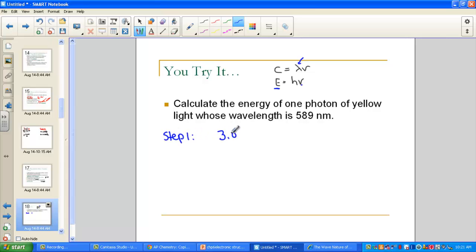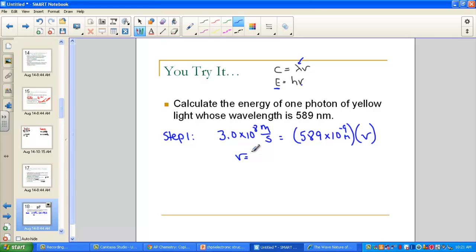We know the speed of light is a constant, 3 times 10 to the 8th power meters per second. The wavelength provided for us in our problem was 589 nanometers. I convert that to meters so the units make sense in the algebra problem. Let's pull out the frequency in a per second.